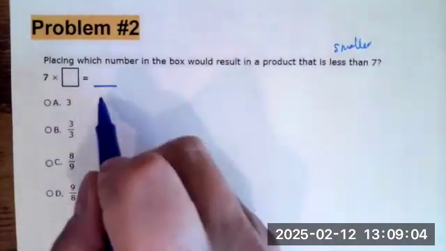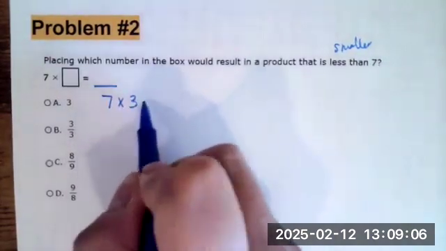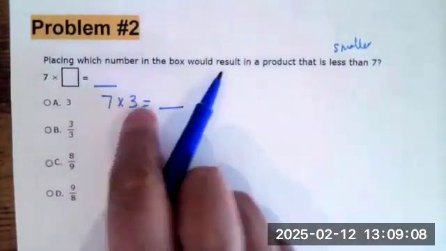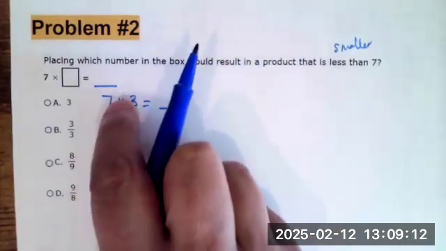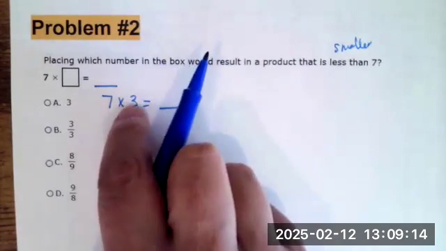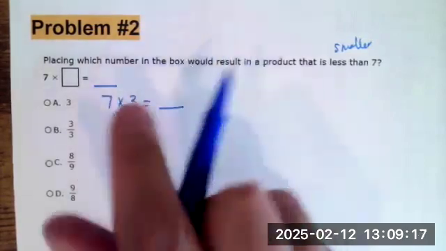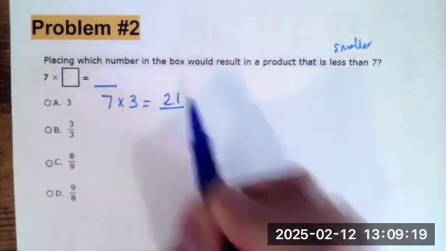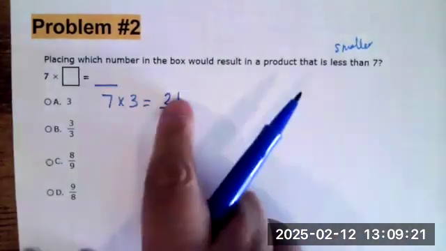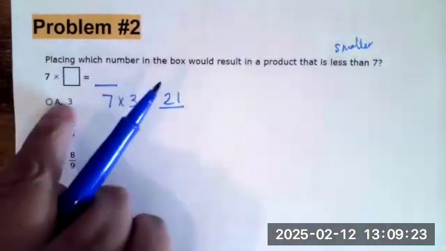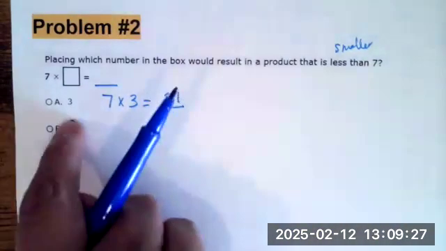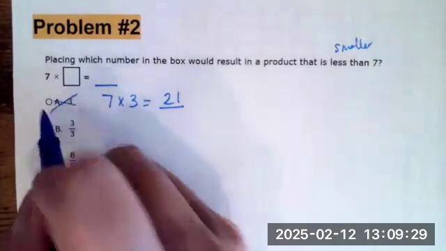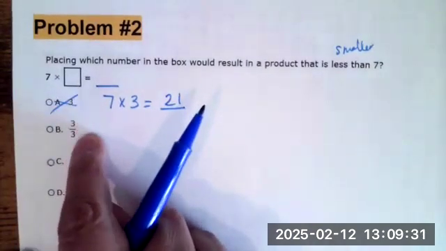So let's do this here. We're going to say 7 times 3 equals what? Well, seven groups of 3, or 7 plus 7 plus 7, or 3 groups of 7. It's up to you, but we know that this is going to be 21. So is 3 going to help you get an answer that's smaller than 7? No. Bang.